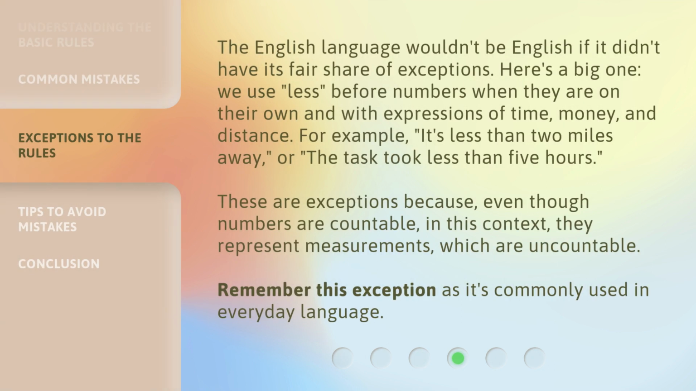The English language wouldn't be English if it didn't have its fair share of exceptions. Here's a big one. We use less before numbers when they are on their own and with expressions of time, money, and distance. For example, "It's less than 2 miles away," or "The task took less than 5 hours." These are exceptions because, even though numbers are countable, in this context, they represent measurements, which are uncountable. Remember this exception as it's commonly used in everyday language.